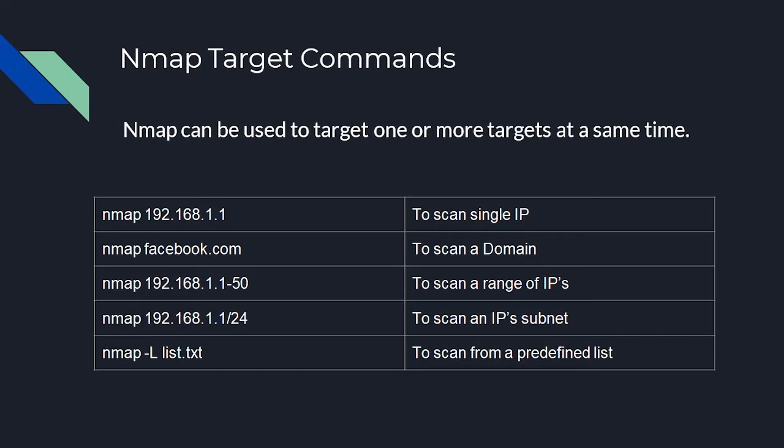And the fifth command is if you have a predefined list of IP addresses or subnets of IP addresses, you can mention that file in your Nmap tool. So this is the command for that. You have to type nmap -l and your list as a text document.